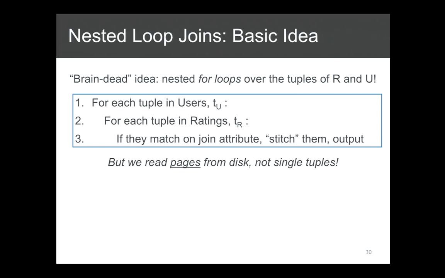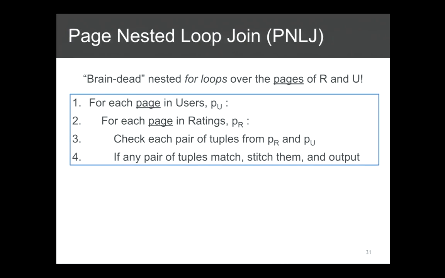But we read pages from disk. We don't read one tuple from disk at a time. So small correction here, the nested loop join, page nested loop join, for each page in users, for each page in ratings, retrieve the pages into memory, and then check each pair of tuples in each of these pages. Basically, you're doing the whole cross product. And then if the pair of tuples matches them, stitch them, and then output them. So basically, all you're doing is the join is being implemented as a cross product followed by a selection operation.